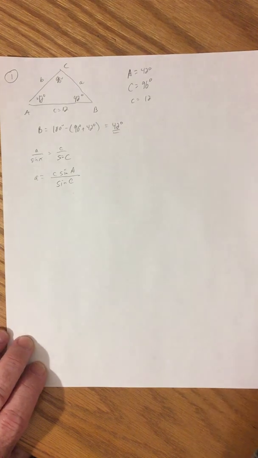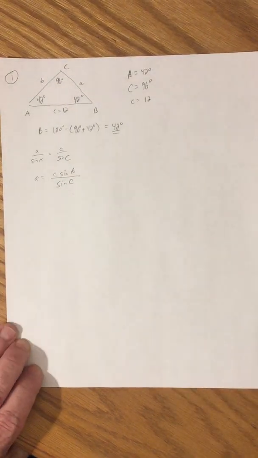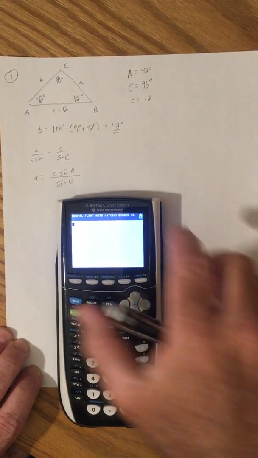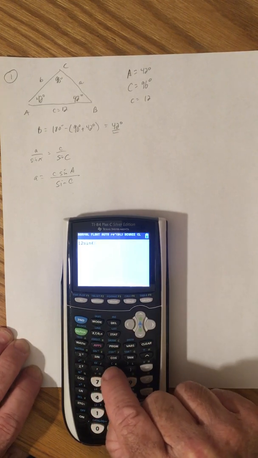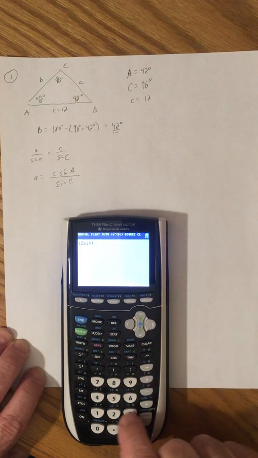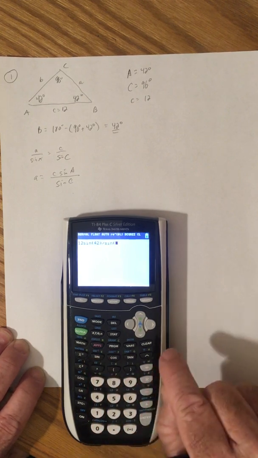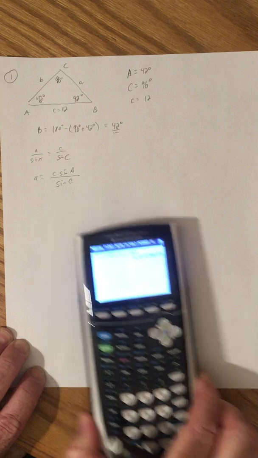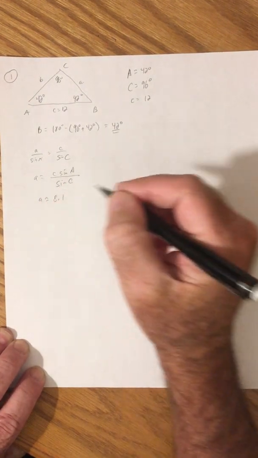Now here's my suggestion. There's no reason to write the numbers into this. You can go directly to the calculation. All right, so we're going to type 12 times the sine of 42 and divide by the sine of 96. That's why we write this stuff down. All right, and there it is. 8.1. We're going to round to the nearest unit, or tenth of a unit.